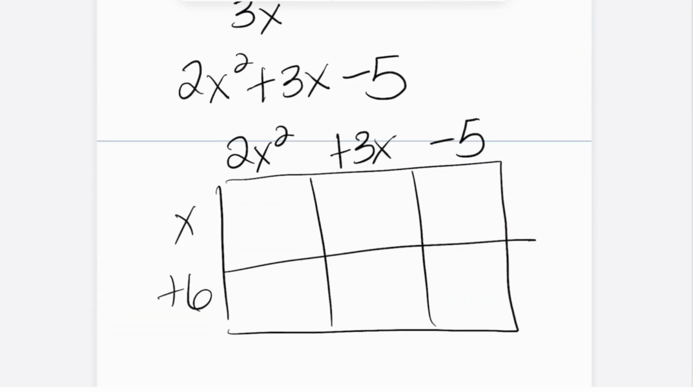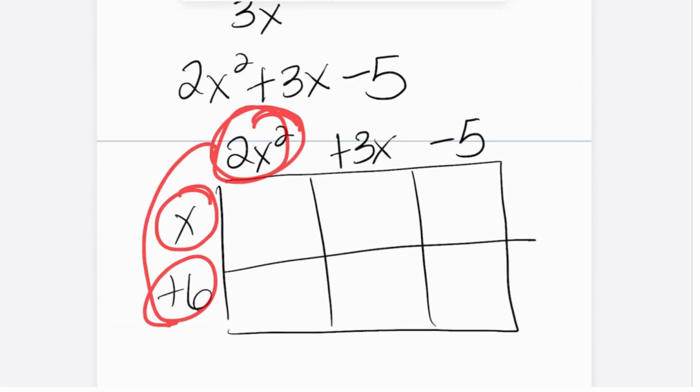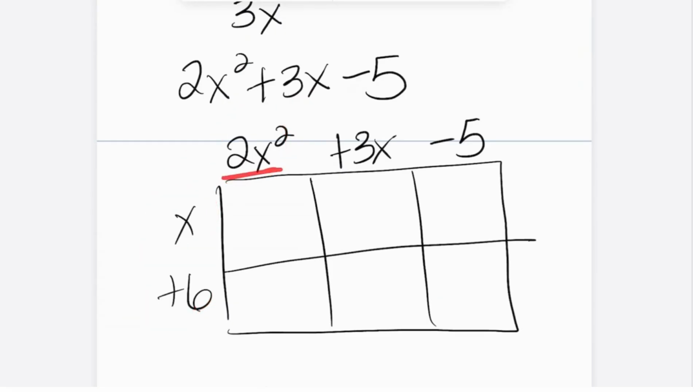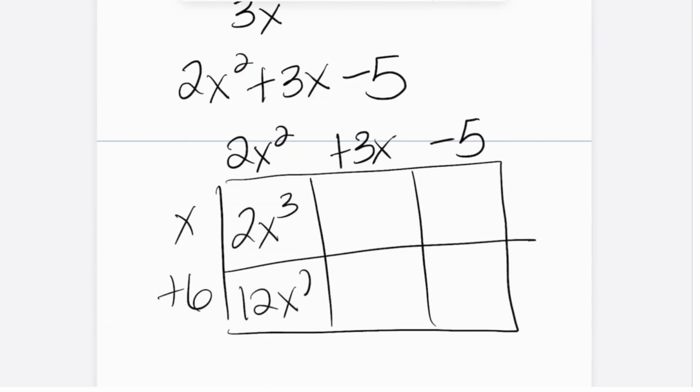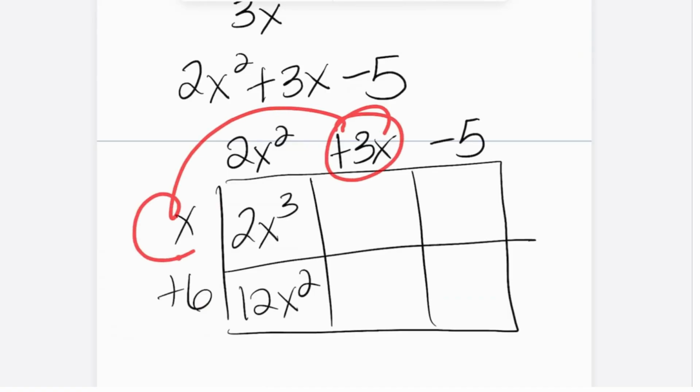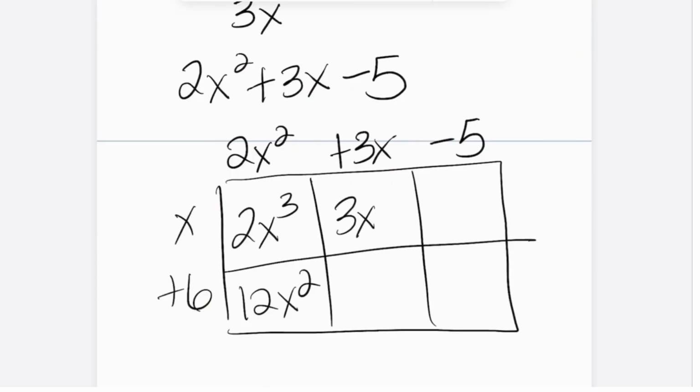And then I'm going to start multiplying. So I want to start with the first column, 2x squared times x, 2x squared times 6. So let's focus on the first one. 2x squared times x is going to give me 2x cubed. 2x squared times 6 is going to give me 12x squared. I'm going to go ahead and move on to the next column. And we have 3x. 3x times x is going to give me 3x squared. 3x times 6 is going to give me 18x.